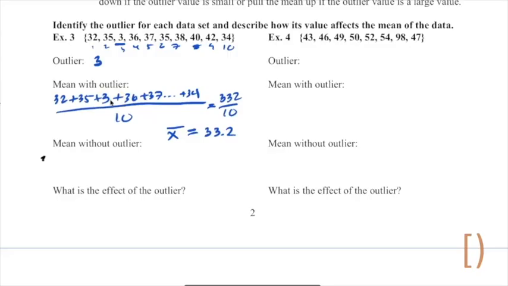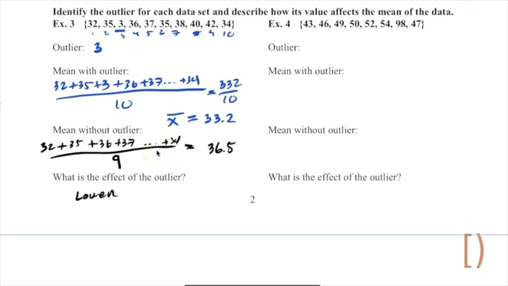But this time it will be 32 plus 35 plus 36 plus 37 all the way to 34. And now, since we don't have the outlier anymore, we're only dividing by 9. Put that in our calculator. We're going to get 36.5 as our mean. You can see right there, the outlier brought the scores down. The outlier was a really low score. It brought the scores really down.